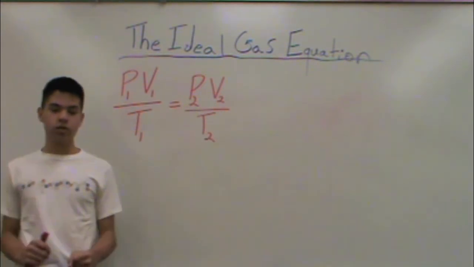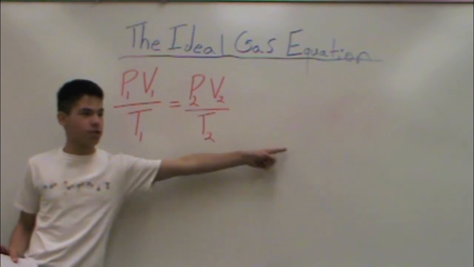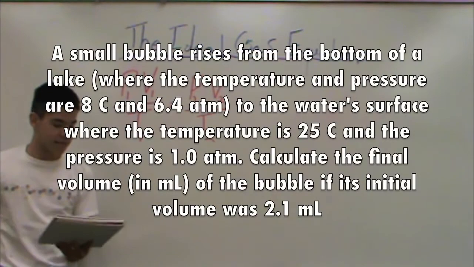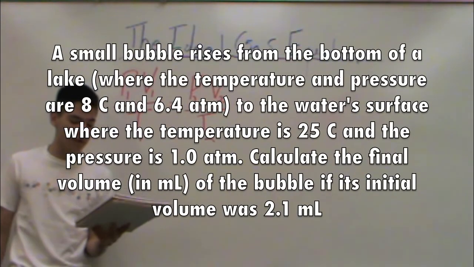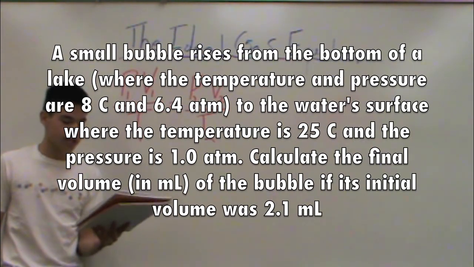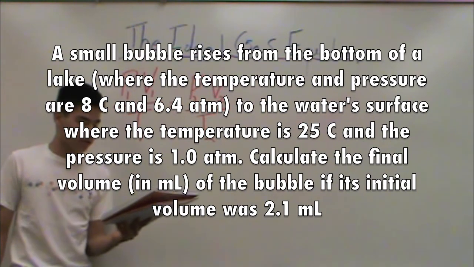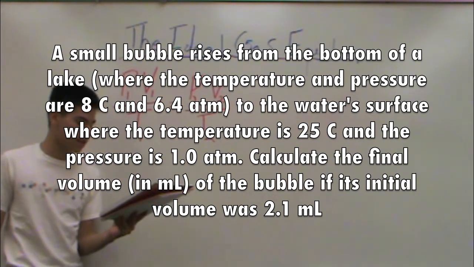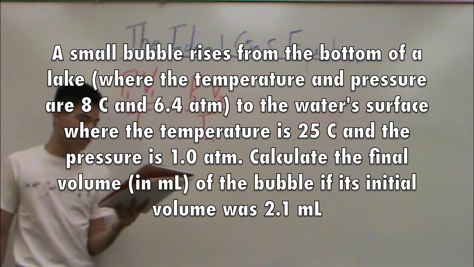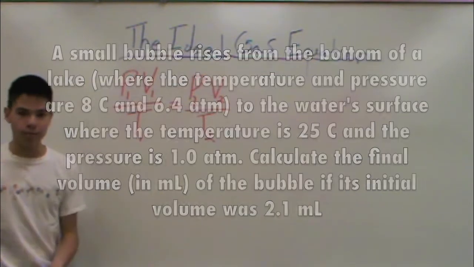So now let's go to work with the problem. Once again, I'm going to try to get the problem to come up in the text, so it should be coming up there right now. A small bubble rises from the bottom of a lake where the temperature and pressure are 8 degrees and 6.4 atmospheres to the water surface, where the temperature is 25 degrees Celsius and the pressure is 1 atm. Calculate the final volume in milliliters of the bubble if its initial volume was 2.1 milliliters.